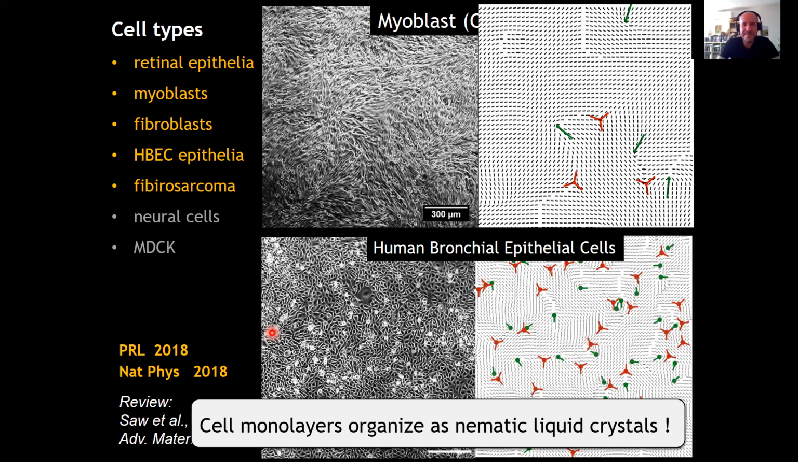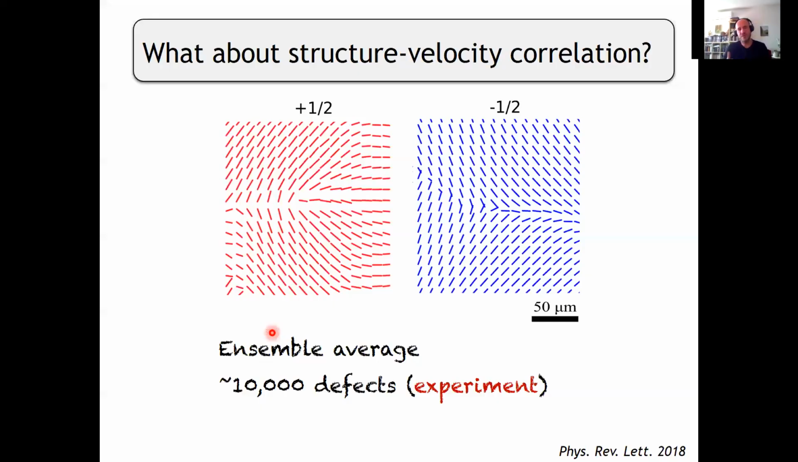Okay. So what is next? When I showed you the equations, hopefully not too fast, you remember that there are two hydrodynamic equations. One is for the orientation, and another one is for velocity, and they couple to each other, right? So we should see some correlation between structure and velocity.